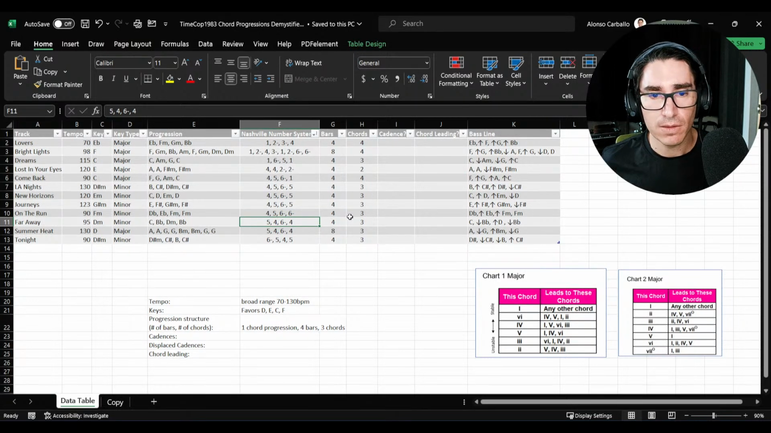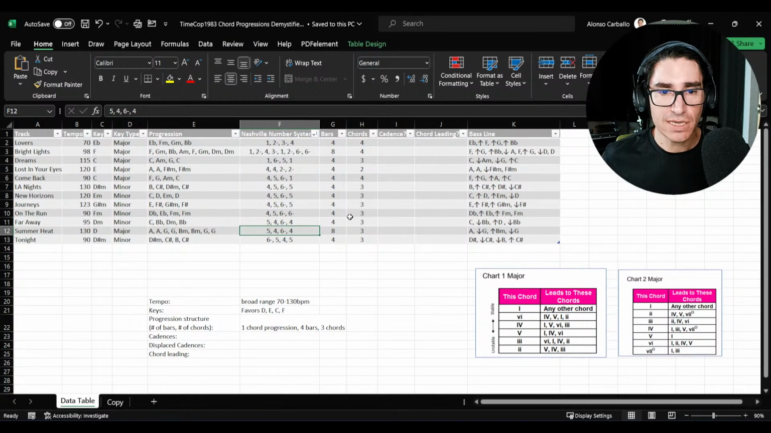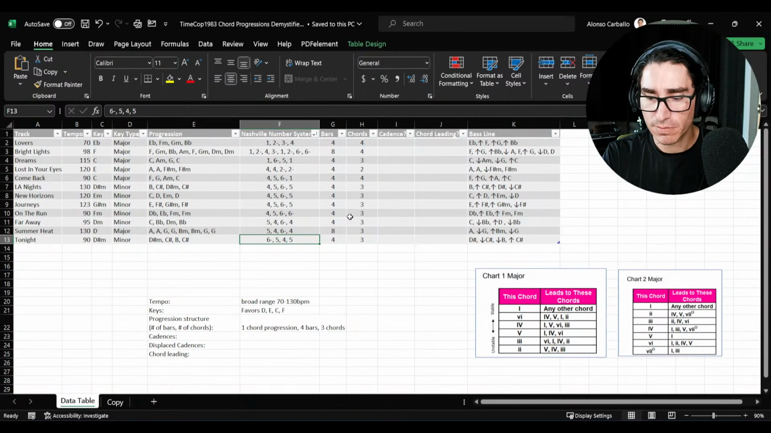Cool. This is the same progression. Now let's play the last one. A minor, G major, F major, G major. Sounds like this. And last chord.